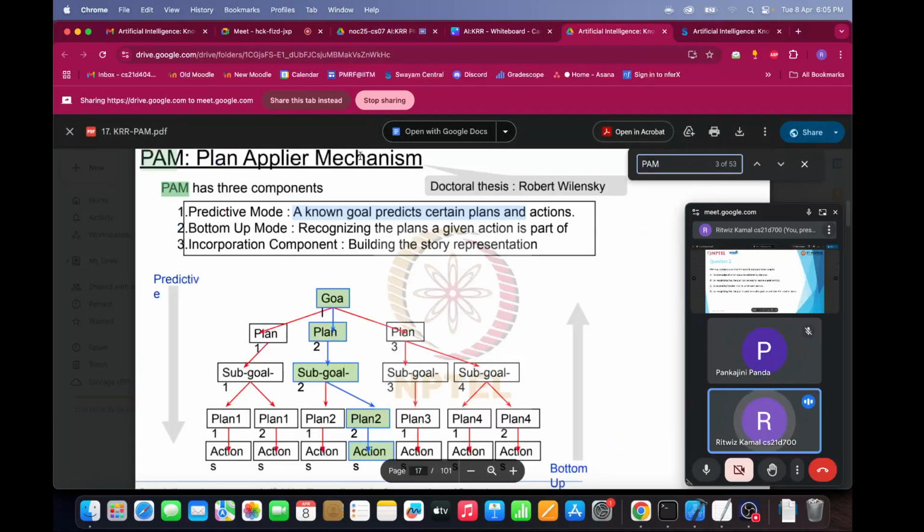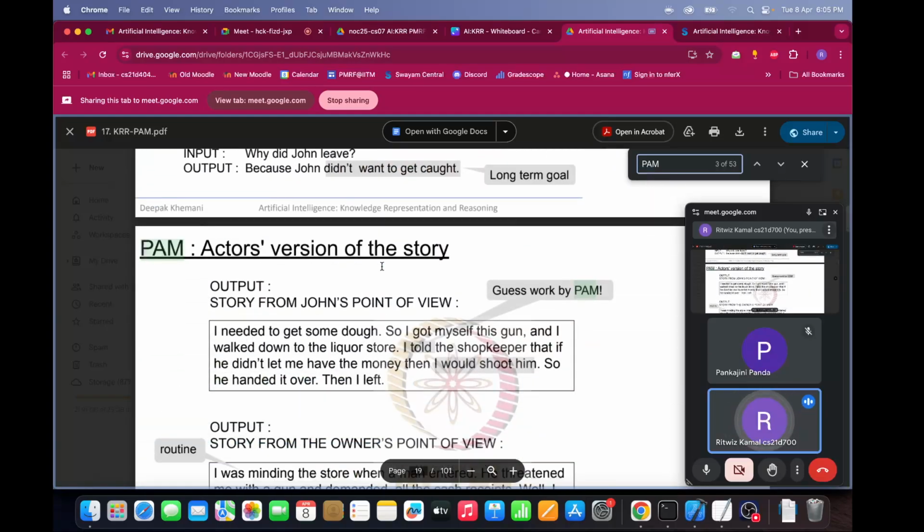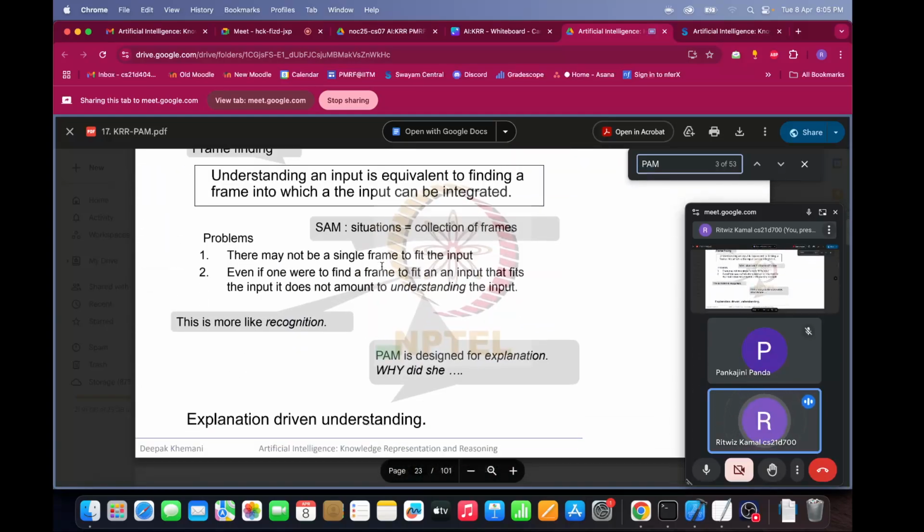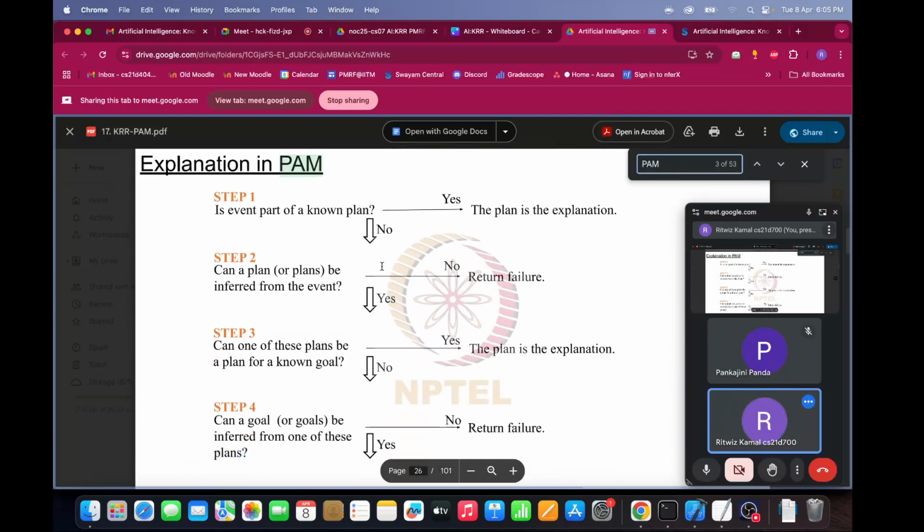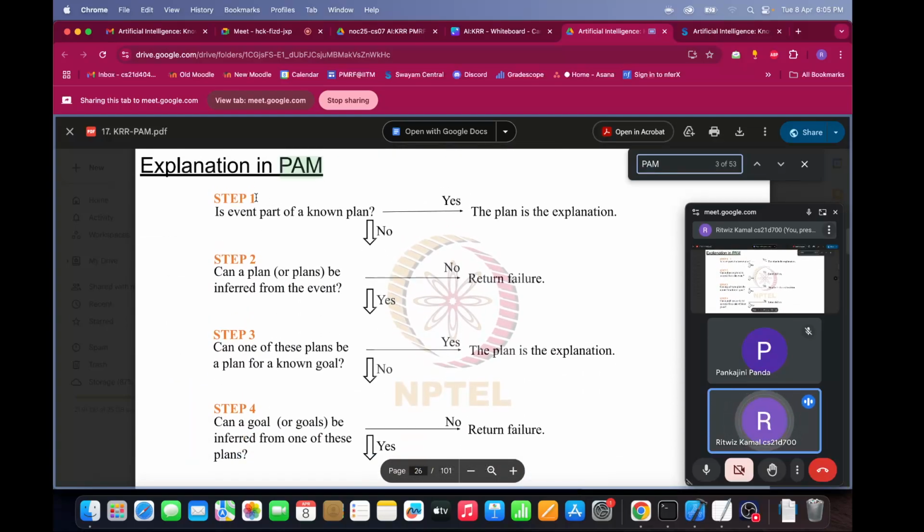So again, going back to the lecture slides, there's a very simple point in the lecture slides using which this can be answered. So we'll have to look at the explanation process in PAM. Okay, so this is how it proceeds. In the first step, we see whether the event is a part of a known plan. If yes, then the plan is the explanation. If not, we go to step 2, which says, can a plan or plans be inferred from the event? If no, then we return a failure. If yes, then we go to step 3, and then we proceed so on and so forth.